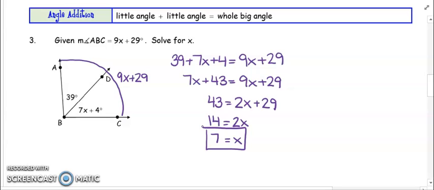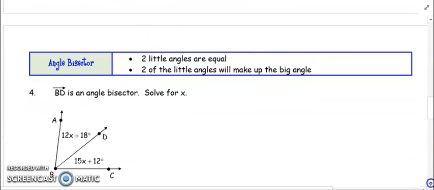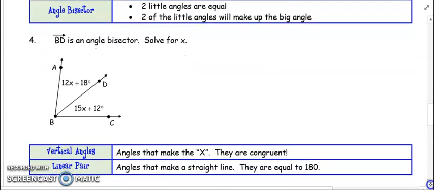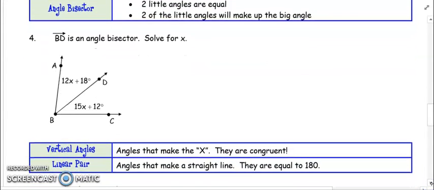Now, just like we had segment addition and angle addition, we have midpoint, and we have angle bisectors. An angle bisector is going to be that ray that divides an angle into two congruent angles. So the two little angles will be equal to each other, or two of the little angles will make up the bigger angle. So if I look at number 4 and I say that BD is an angle bisector, that means these two angles are equal to each other. And since I'm marking them equal, I can set them equal.